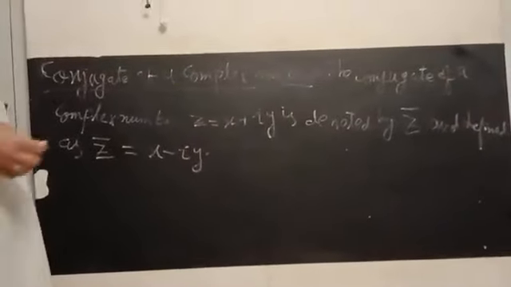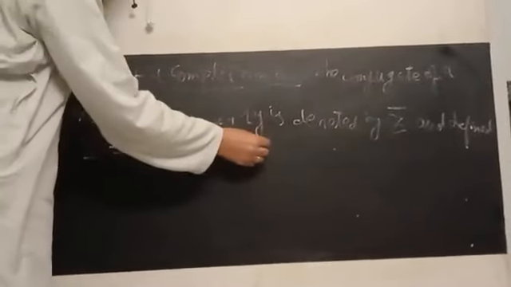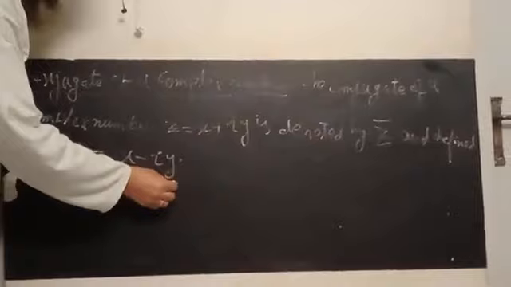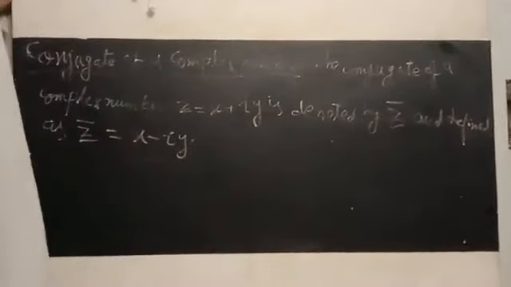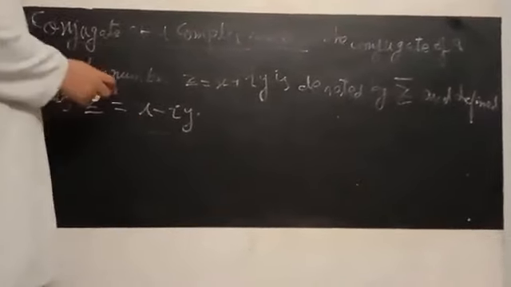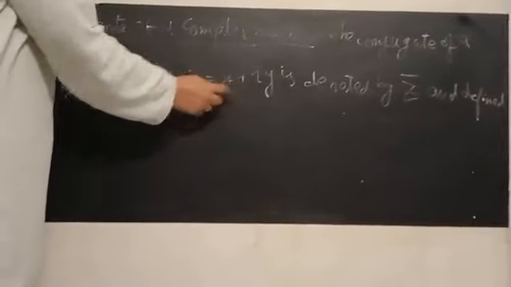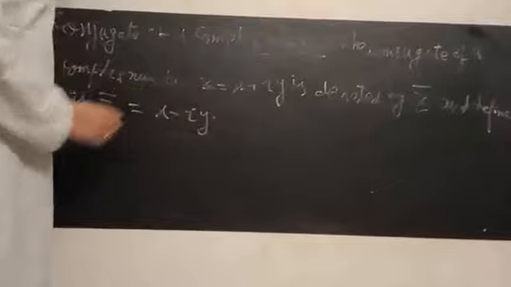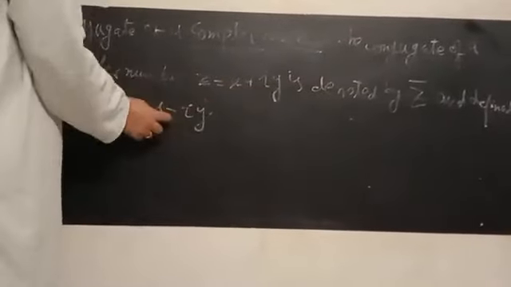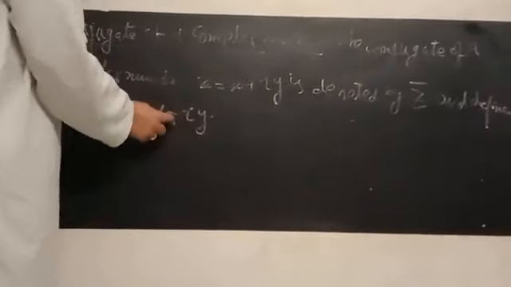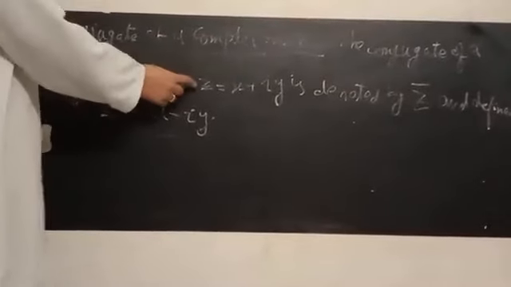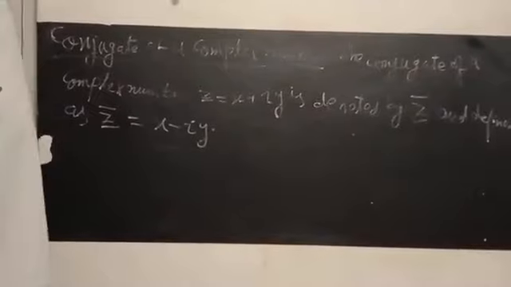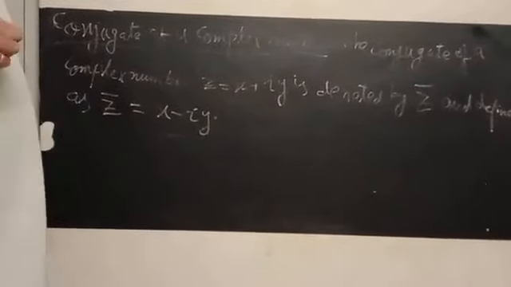So if we have a complex number x plus iota y, then its complex conjugate will be x minus iota y. It means we will change the sign of the imaginary part of the complex number. If it is positive, it becomes negative. If it is negative, it becomes positive. Because z and z bar both are known as the complex conjugates of each other.